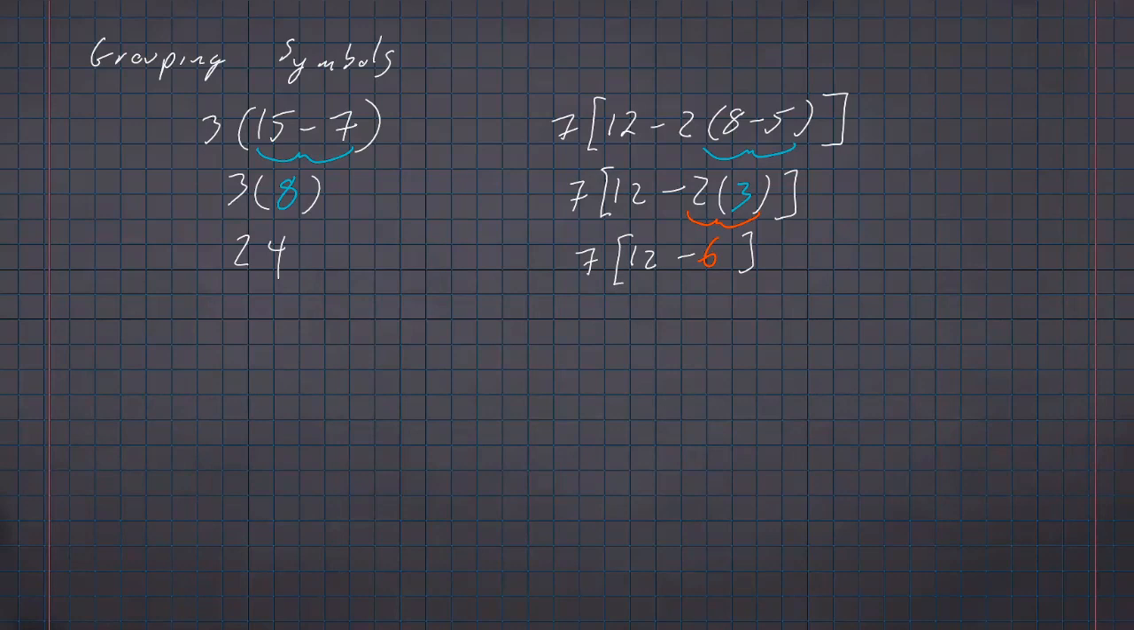One last operation inside the square brackets is the subtraction. 12 minus 6 is 6. And then finally, we have the square bracket here. 7 times 6 is 42. Again, when there's no operation between two numbers like this, we assume it means multiplication.